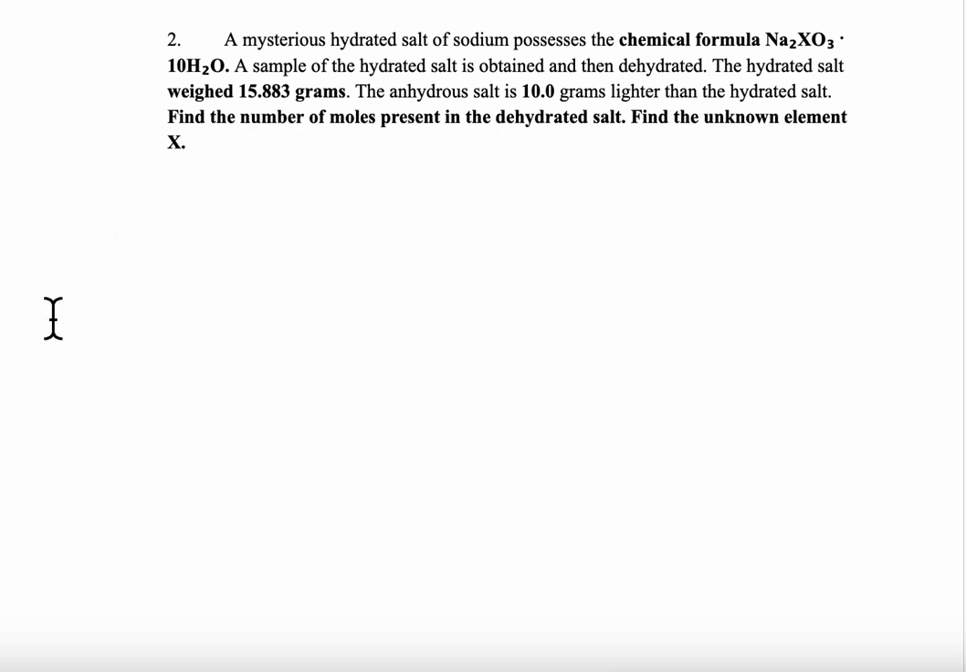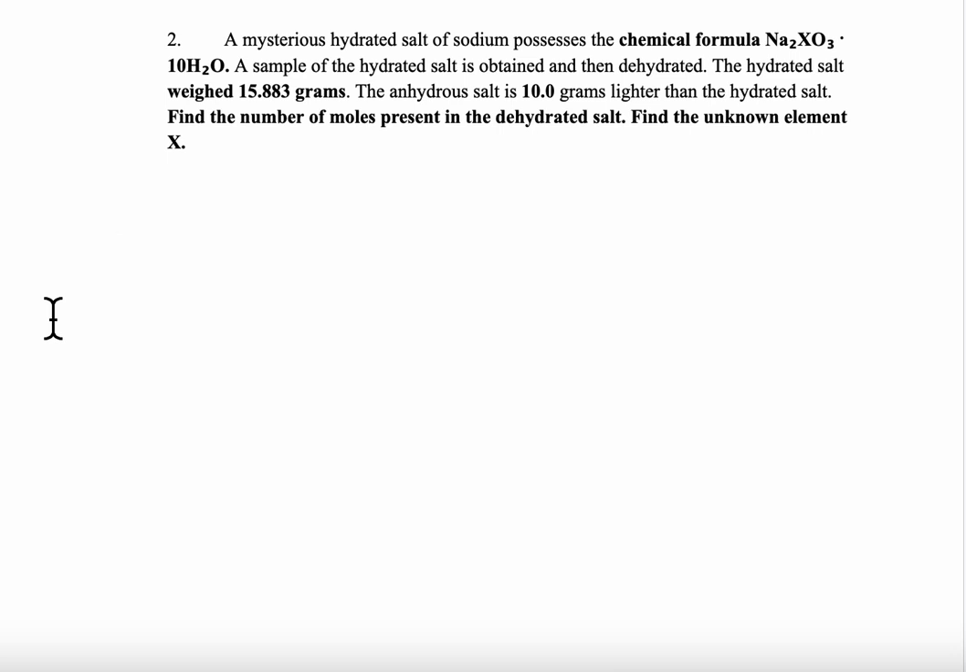But I'm just going to go into some of the solution method, and we can do some analysis of the process as well. So the first thing that we're given is that we have a salt of sodium, Na2XO3. X is the element that we have to find. And we find that a sample of that hydrated salt is obtained and then dehydrated.